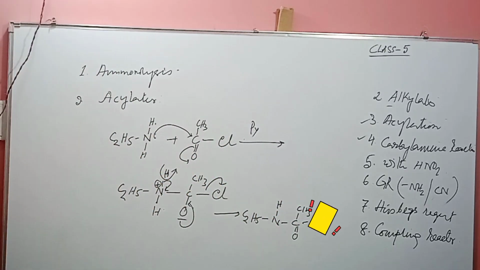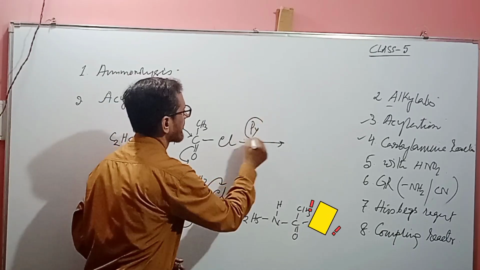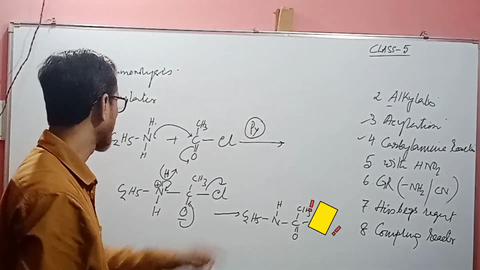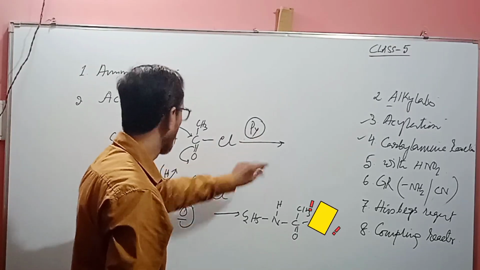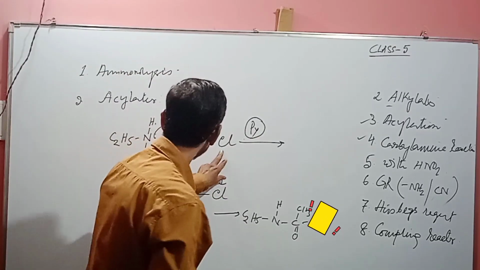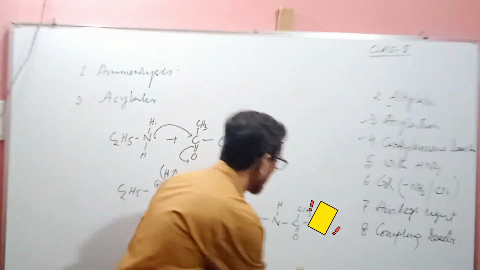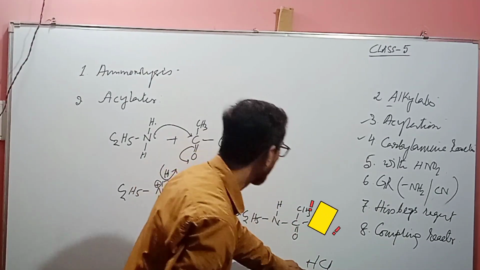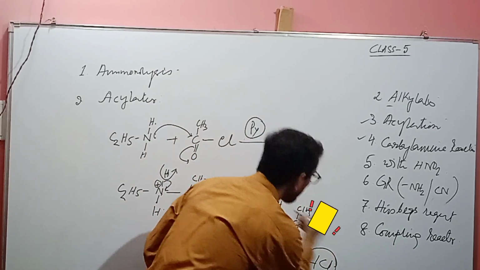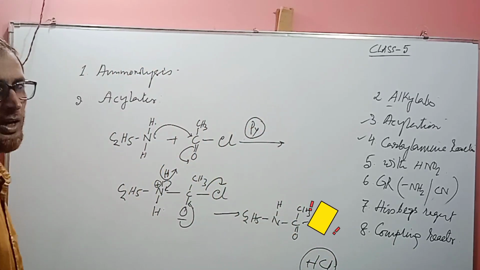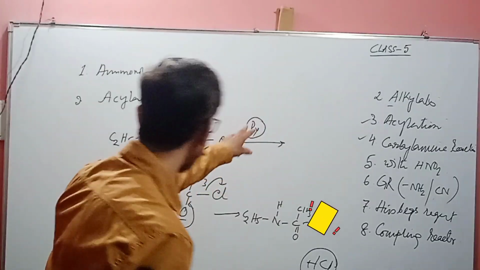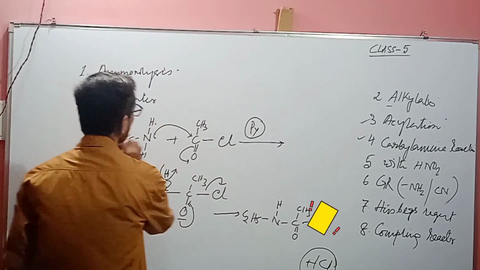One of the important things is the use of pyridine or the base sodium hydroxide. What is the function of this? In the reaction, HCl comes out. So that acid reacts with the base and it diminishes the action of hydrochloric acid further in the reaction. This is the function of pyridine.